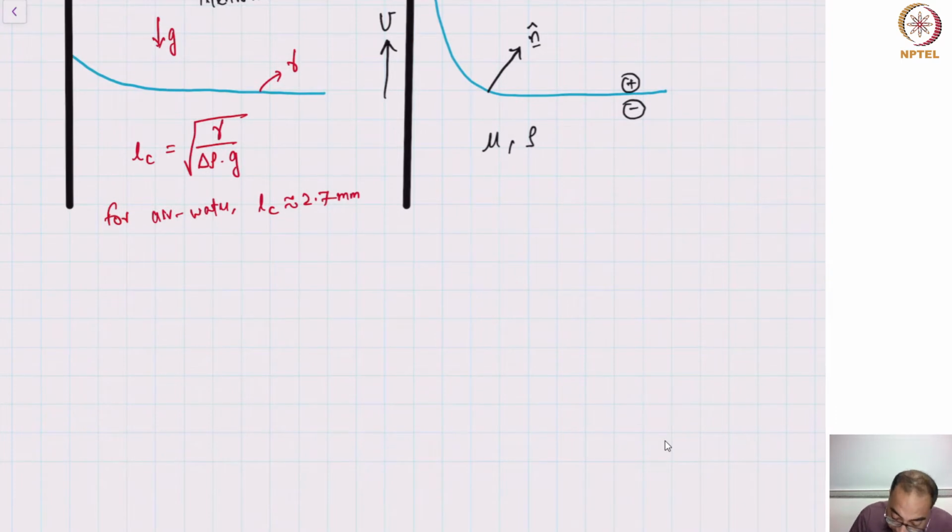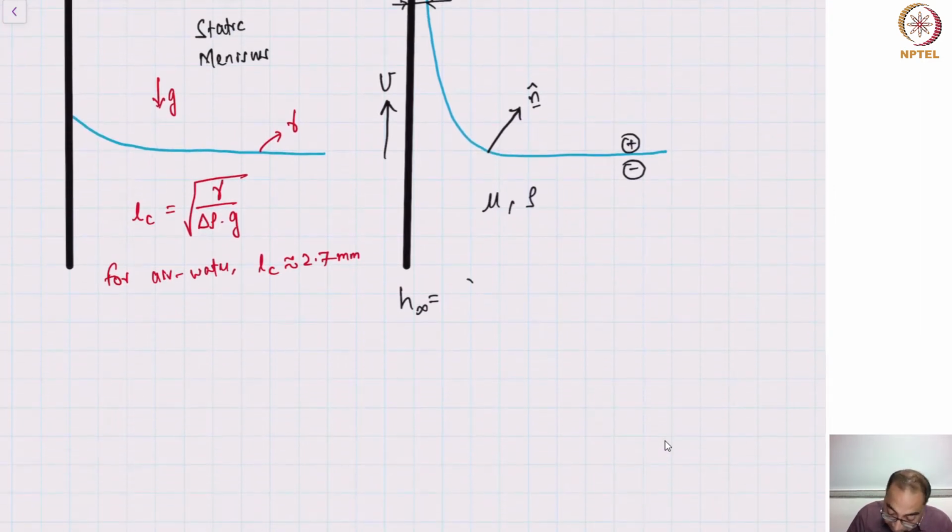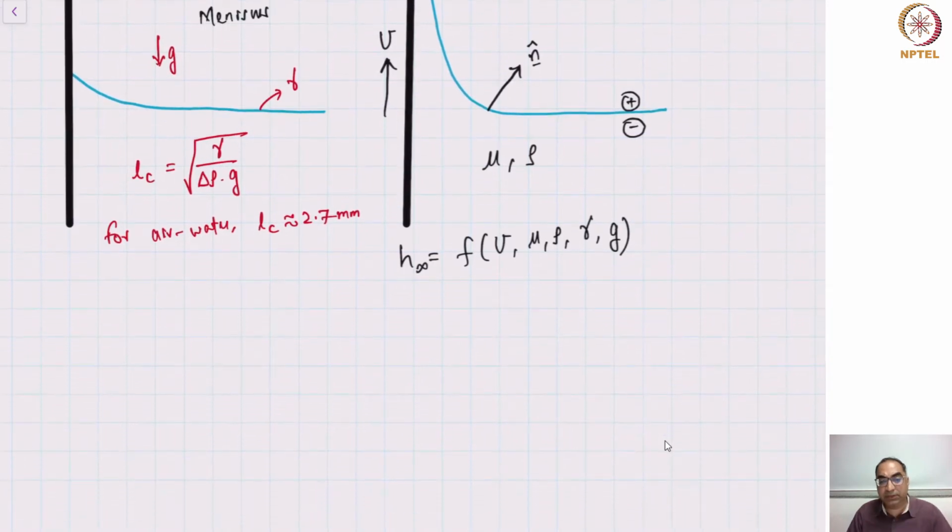So if I write down on what does the thickness of this coating H infinity depend on, the thickness of the coating would be a function of, as I already said, velocity of the substrate, viscosity, density, gamma, surface tension, and gravity, right? These are the parameters.